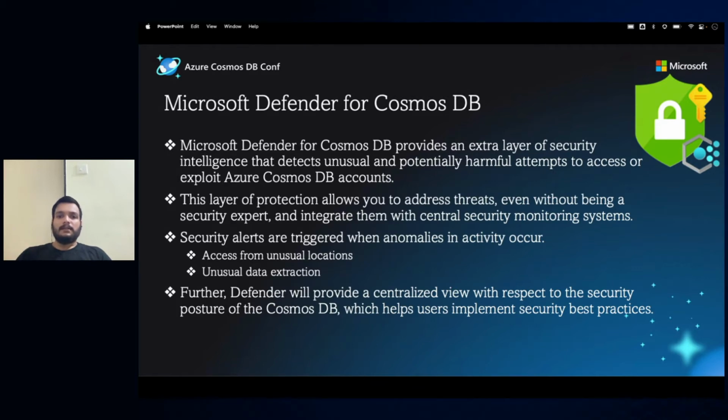Security alerts are triggered when anomalies in activity occur. So whenever your Cosmos database is being accessed from unusual locations, or there are some unusual data extraction activities that Defender detects, it will immediately trigger an alert, which you can see on the Azure portal, or you can even integrate with your notification systems, wherein your security teams will be notified when these activities occur. Further, Defender will also provide a centralized view with respect to the security posture of the Cosmos database, which helps us implement security best practices.